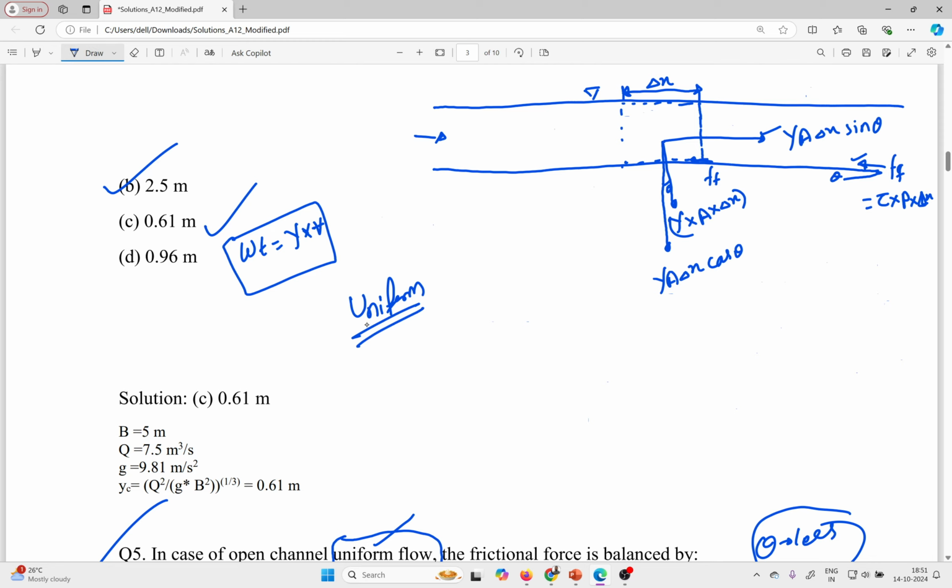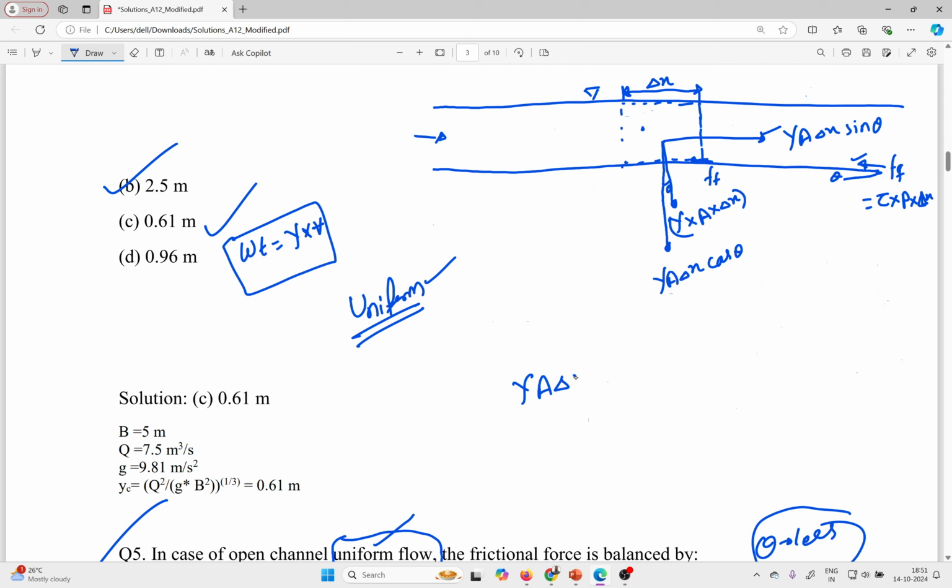Flow is uniform means what? The net force acting on a fluid element should be zero, because if the net force is not equal to zero, what will happen? The fluid will accelerate. So the fluid will not be uniform. So for the condition of uniformity, we need to equalize these things.